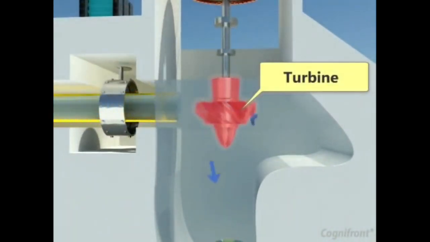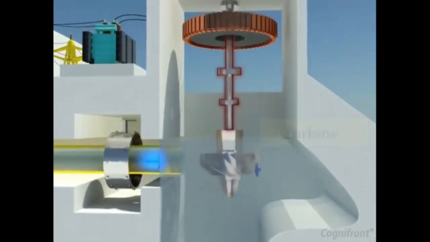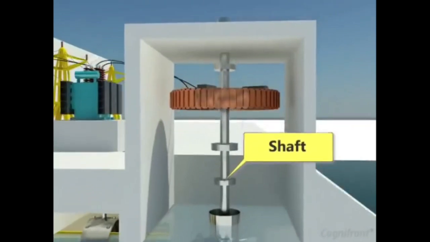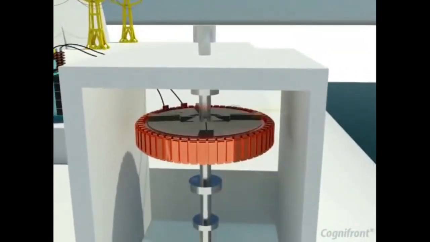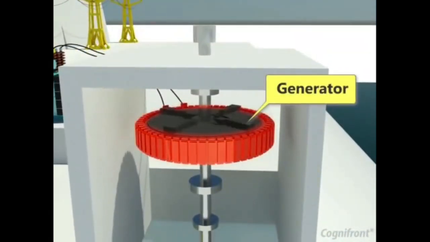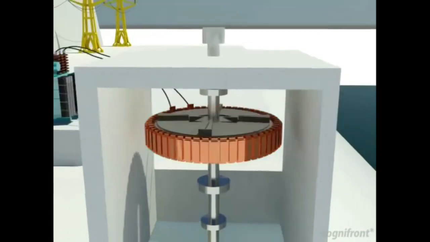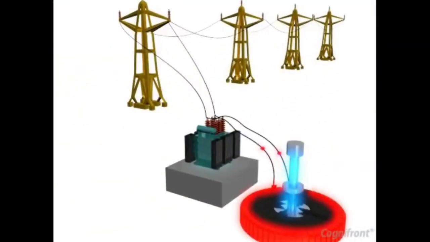So this runner will rotate. Now mechanical energy is produced here. You can see the shaft is rotating, which is coupled with the generator. Now the generator will generate the electricity. This is connected to the transformer, and the voltages will now be raised. Then this will be distributed by the distribution line.